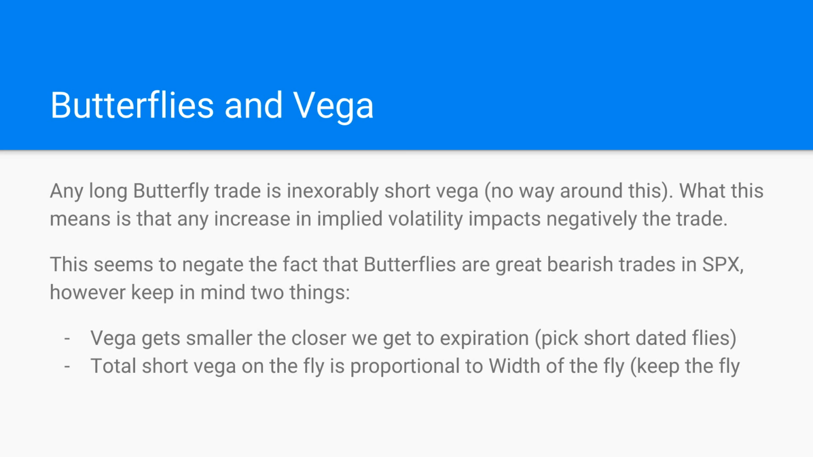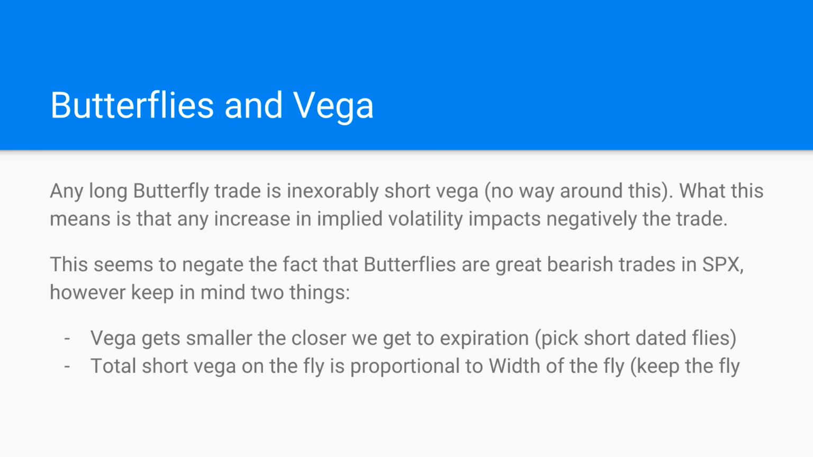So, I pick butterflies with 20 points width, and one of the reasons is because I don't want those butterflies to be affected by Vega that much. So, yes, you could go crazy. You could reduce the butterflies to 5 points, but doing that will reduce the total area of profit. But yes, a 5-point butterfly, for instance, will be almost impervious to changes in implied volatility.